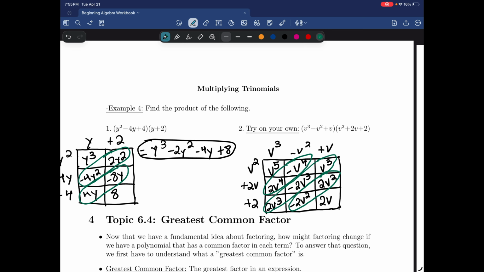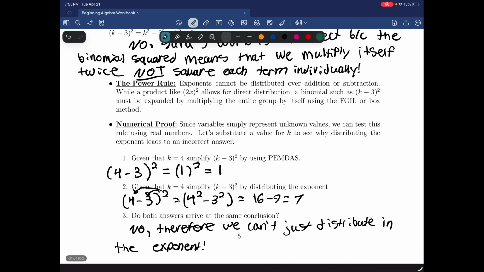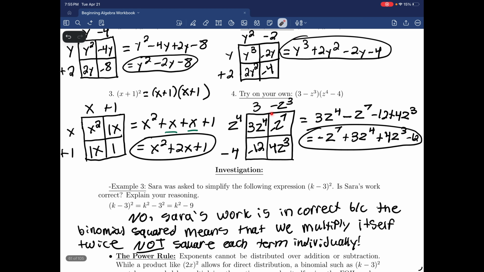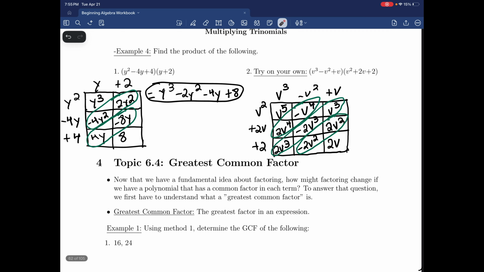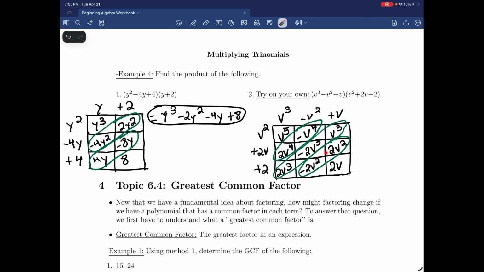So once you recognize that, combining like terms using this box method is not too bad. Just make sure that they're actually like terms. Because, for example, looking here, z to the 7th power and negative 12, those are not like terms, so you can't combine those. But here, these are like terms. Here, these are like terms. Here, these aren't like terms. But typically, all of your like terms are going to be diagonal of each other using this box method.